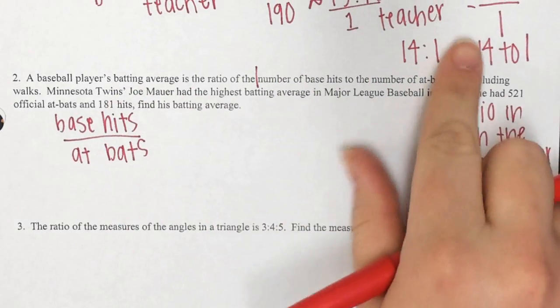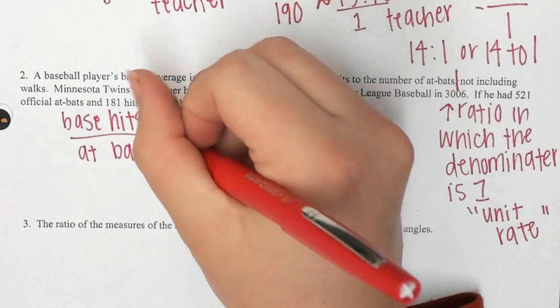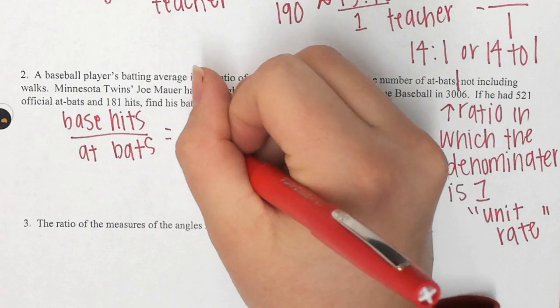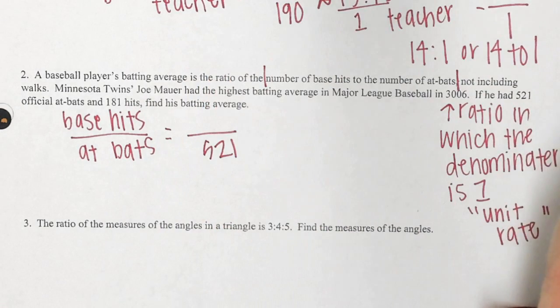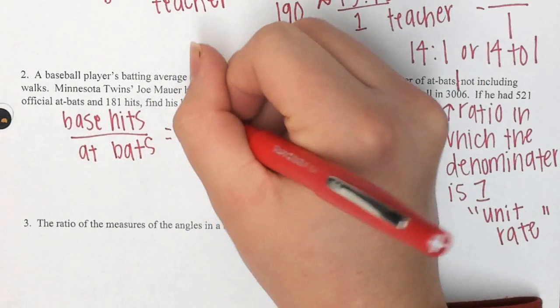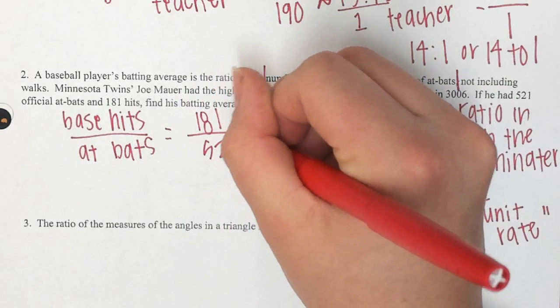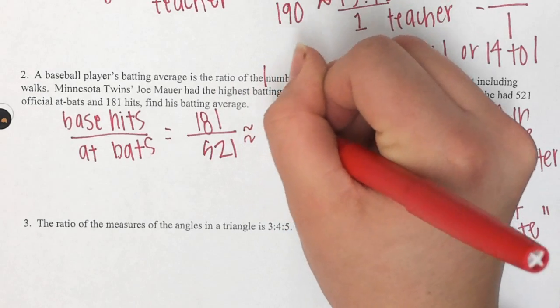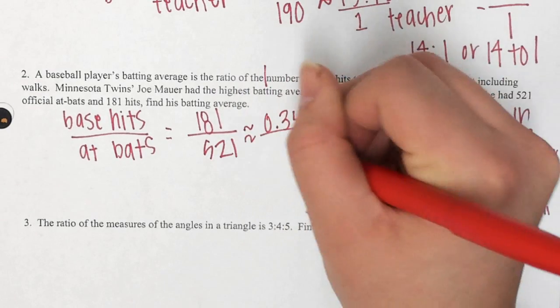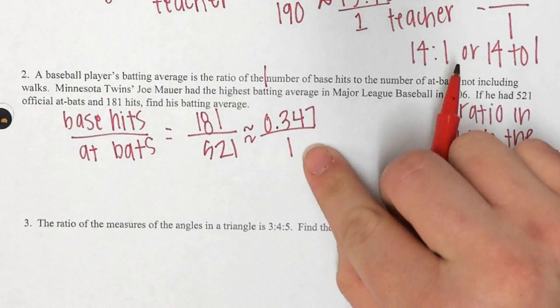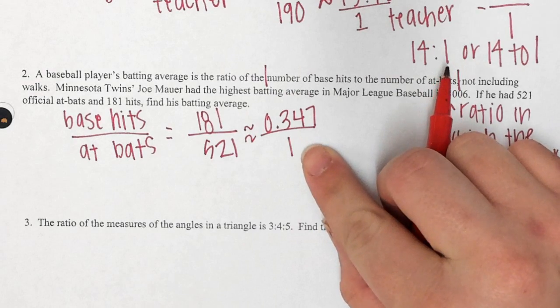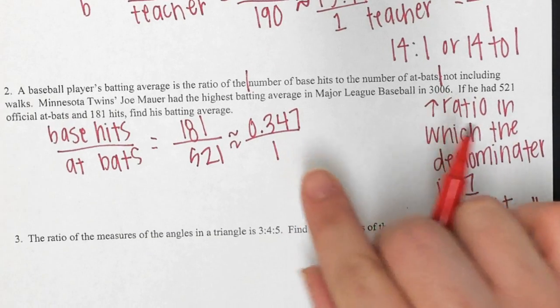Okay, so if this person had 521 at-bats, so it goes on bottom, and 181 hits, let's find the batting average. So 181 divided by 521 is approximately 0.347 over 1. Is this a unit rate? Yes, because it's over what? 1.